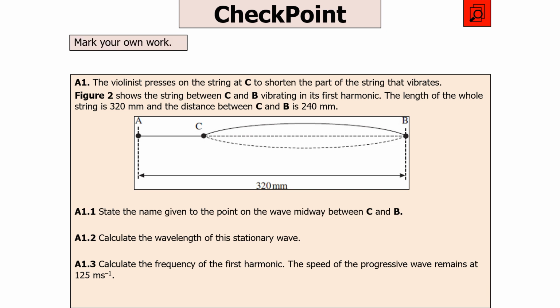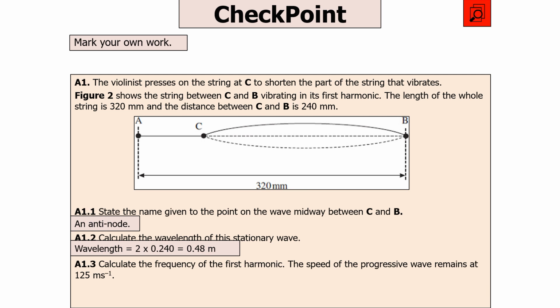So the first question is asking you, what do you give the name to the maximum displacement in a stationary wave? And that is an antinode. Now, how do you work out the wavelength? Well, we can see that here you've got the distance to be 240 millimeters for the first harmonic, but that's only half the wave, so you've got to double that and convert it into meters, so it's 0.48 meters.